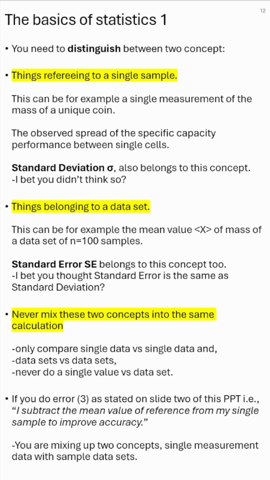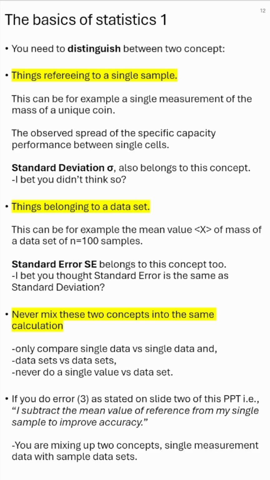So here you can see that standard deviation is a single sample thing. Standard error is a multi-sample thing. And you should never mix these two concepts within the same calculation. It's very important that you understand that. So either you live in the single data space and you do single data comparison, one cell versus another, or you live in the multi-data set where you compare mean values to mean values. So you should never mix single values with mean values.